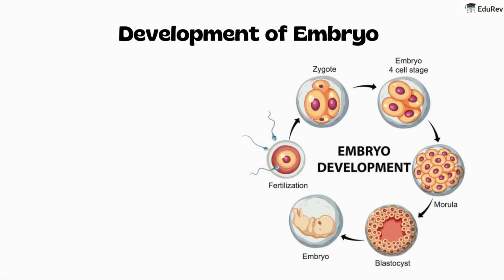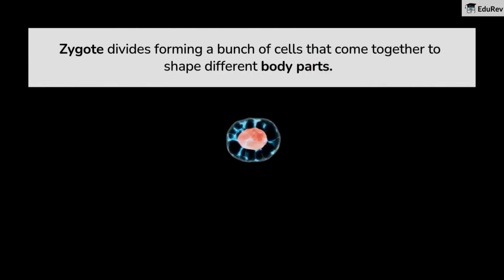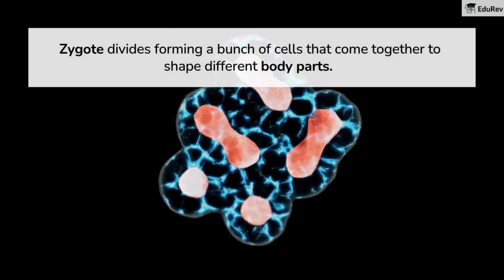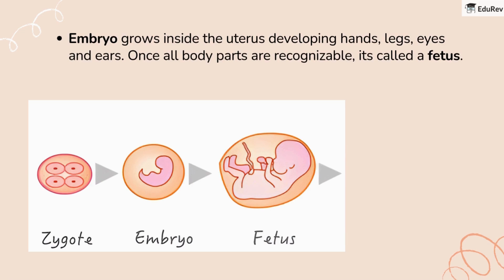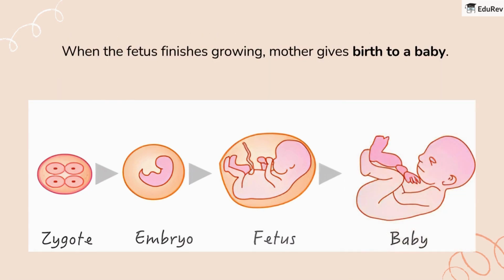Now, let's see the development of an embryo. Fertilization creates a zygote, turning into an embryo. The zygote divides, forming a bunch of cells that come together to shape different body parts. This developing structure, called an embryo, is placed in the uterus wall for further growth. The embryo grows inside the uterus, developing hands, legs, head, eyes, and ears. Once all body parts are recognizable, it becomes a fetus. When the fetus finishes growing, the mother gives birth to the baby.